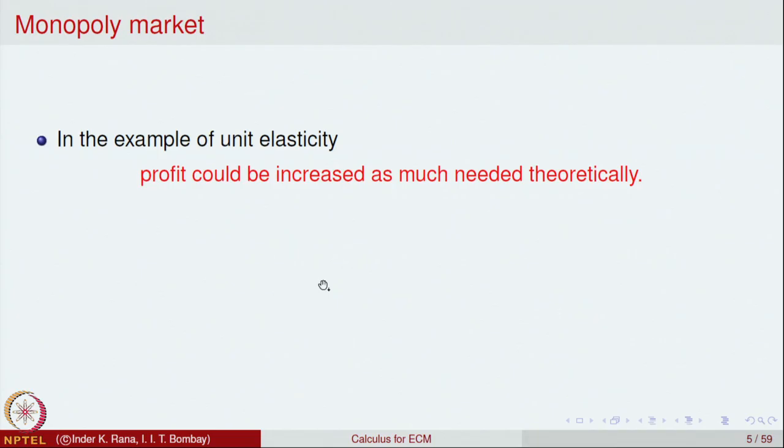Let us look, just recalling, at the example of unit elasticity that we had discussed in the previous lecture, and revised today also in the beginning. Profit could be increased as much as needed, theoretically. There we said that if you make output smaller and smaller, the profit keeps on increasing, but that is only theory. In practice, you cannot make how much you produce to be very, very small. But that was the unit elasticity scenario.